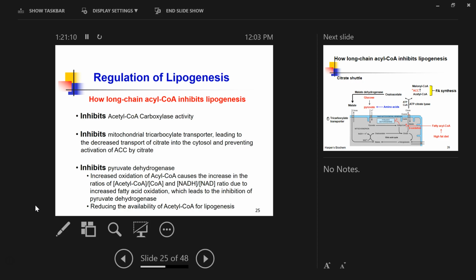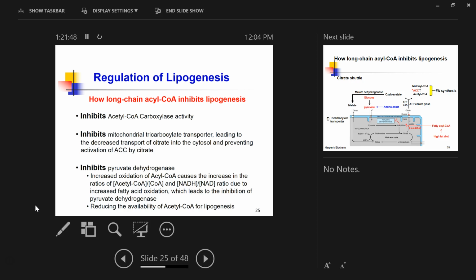And this is something that I wanted to mention again, how long chain acyl-CoA inhibits lipogenesis, right? Again, a high-fat diet causes increased long chain fatty acid levels, and we already mentioned a couple slides ago that the long chain fatty acid can directly inhibit ACC.